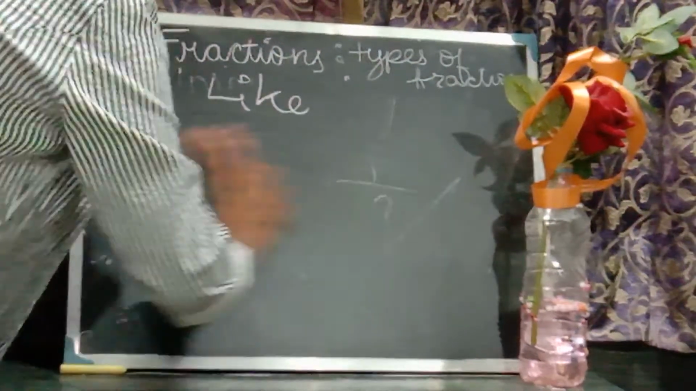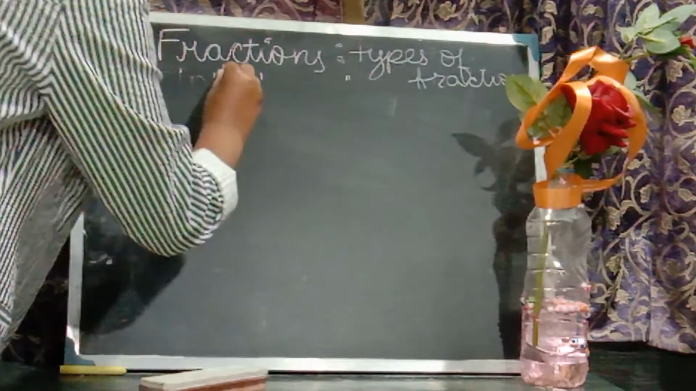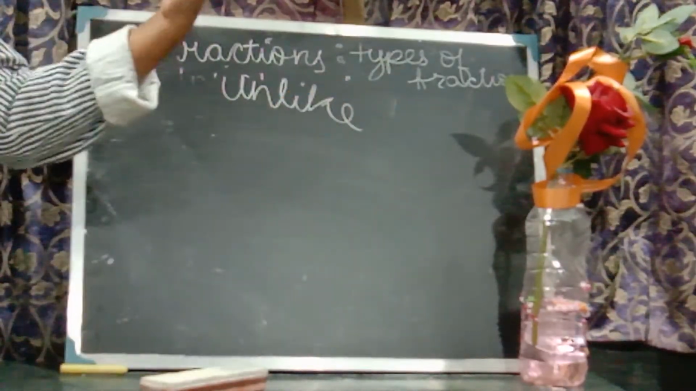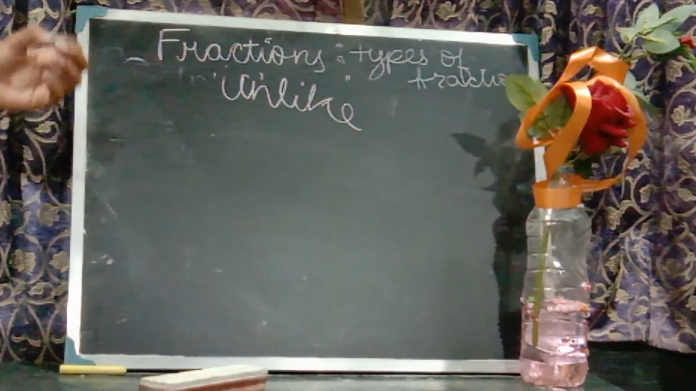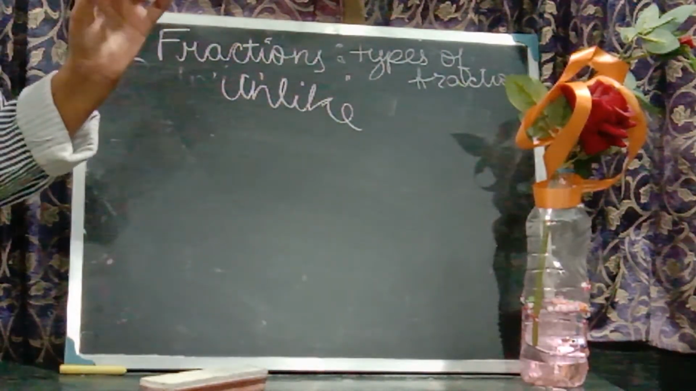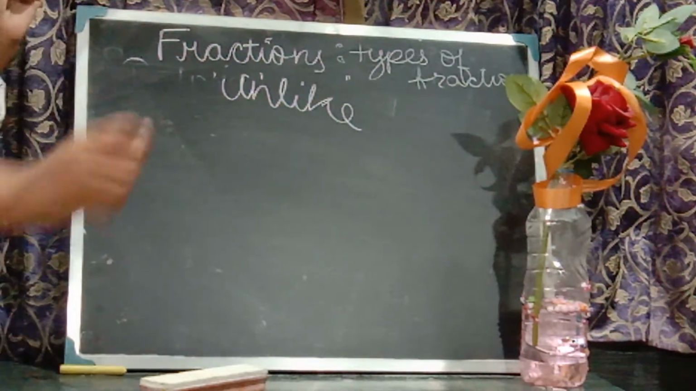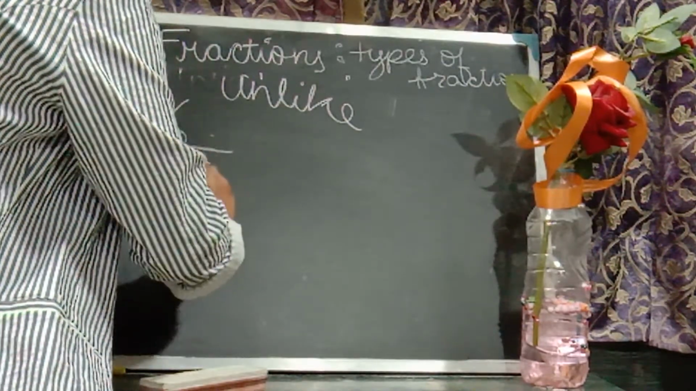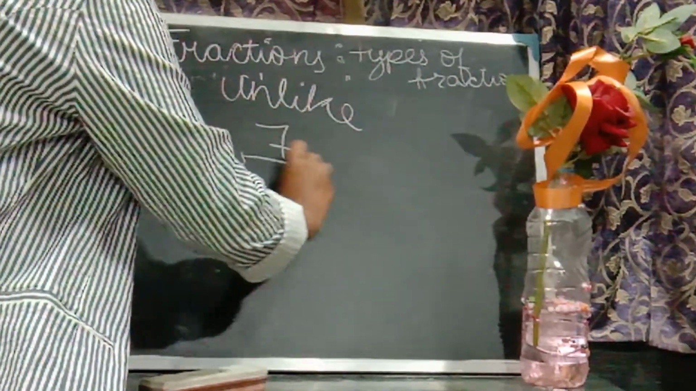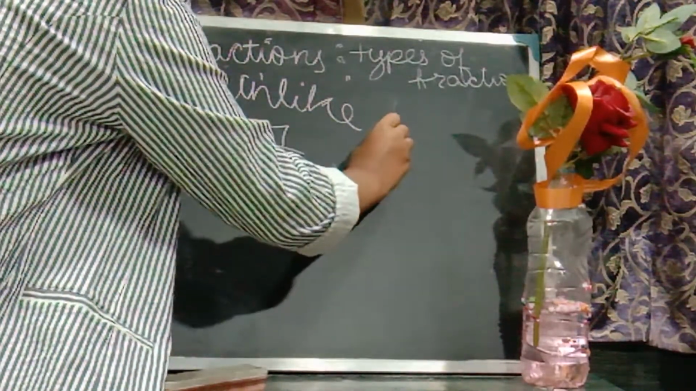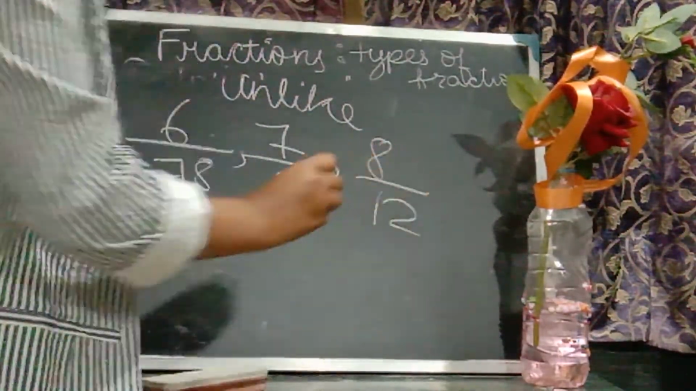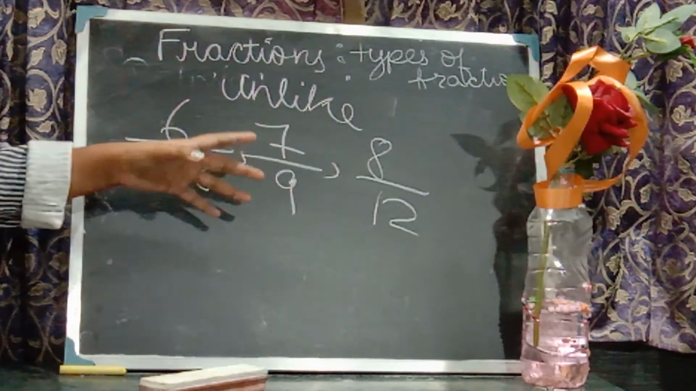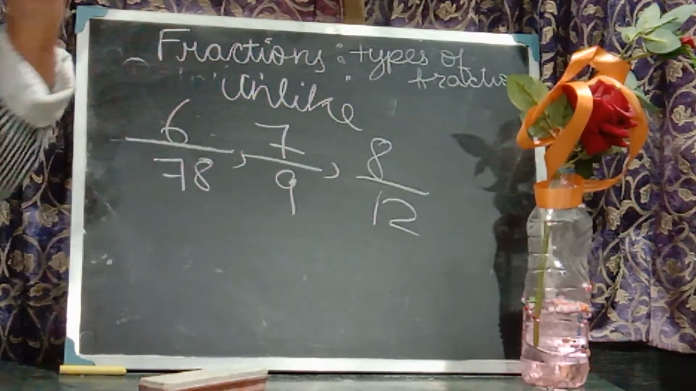And now I will tell you about unlike fractions. Unlike fractions are the opposite of like fractions, in that 2 or more fractions do not have the same denominator. For example, I am writing 6 by 78, 7 by 9 and these are fractions that do not have the same denominator, and fractions that do not have the same denominator are known as unlike fractions.